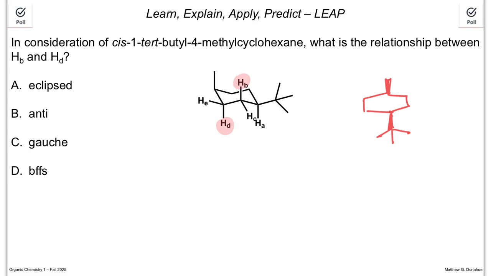What is it? So they're anti. So if we classify both of them, HB is axial, HD is axial. So it's a trans-diaxial relationship, meaning that their dihedral angle is 180 degrees. So what would be another way of doing that if we were to make a Newman projection looking down that bond?